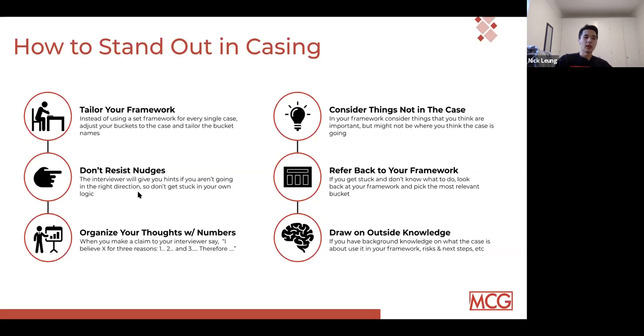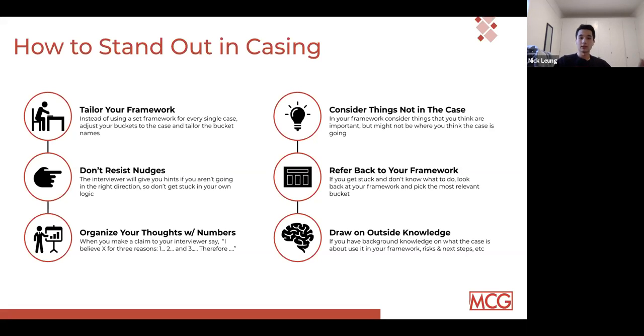Cool. The next is don't resist nudges. The interviewer will give you hints if you aren't going in the right direction. One of the things you really want to do is make sure you don't get stuck in your own logic. A lot of the time in casing, you get a really solid idea of where the case is going, but then all of a sudden the interviewer says that's not the right way. Instead of doubling down on that idea and saying, no, I really think we should explore this, think on your feet and go in the direction that the interviewer is pushing you.